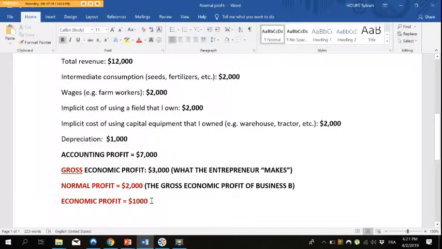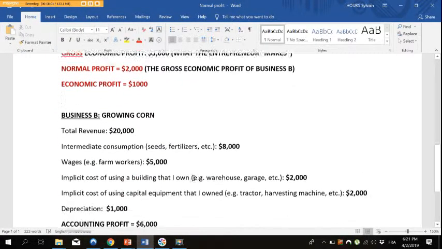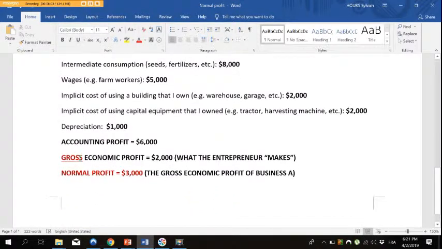And in this case, what do we see? We see that the firm makes more than normal profit. The firm makes abnormal profit. $3,000 is more than $2,000, and therefore the economic profit is positive. But if we look at business B, the firm is making less than normal profit, and as a result, economic profit is negative. $2,000 minus $3,000 is equal to minus $1,000.